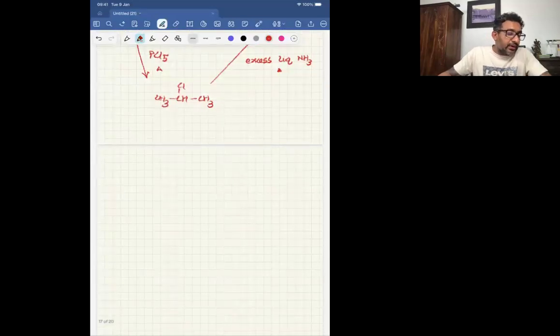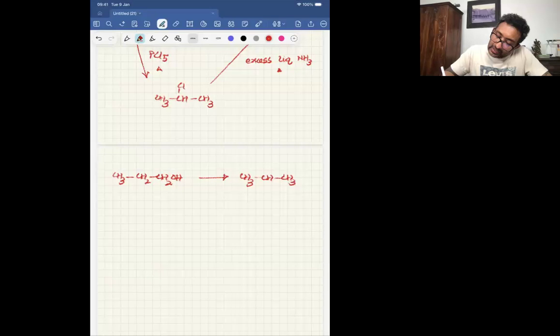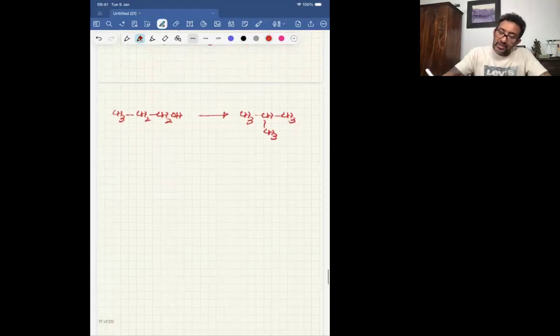What is the next one to do? How do you do the next one? CH3, CH2, CH2OH. You go from CH3, CH, CH3, make a CH3. So to do this, you need to increase the number of carbon atoms. Grignard is the best choice to do that.